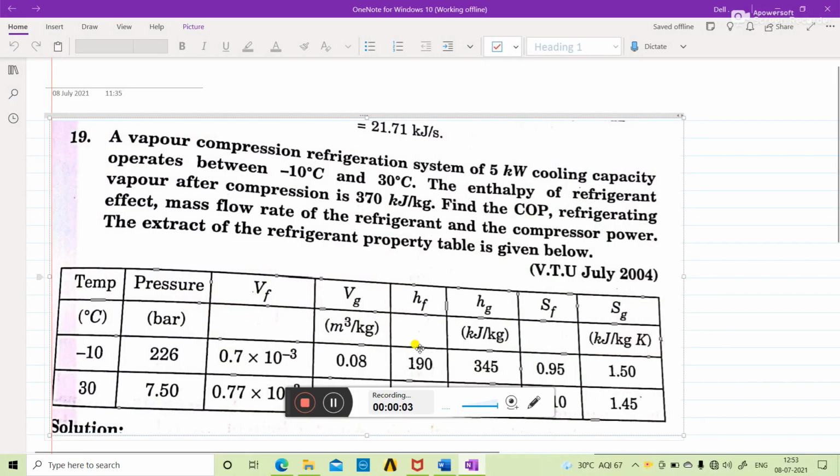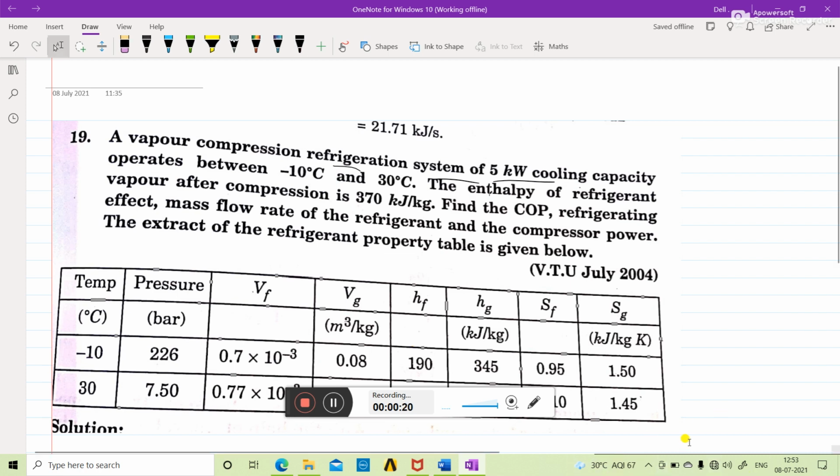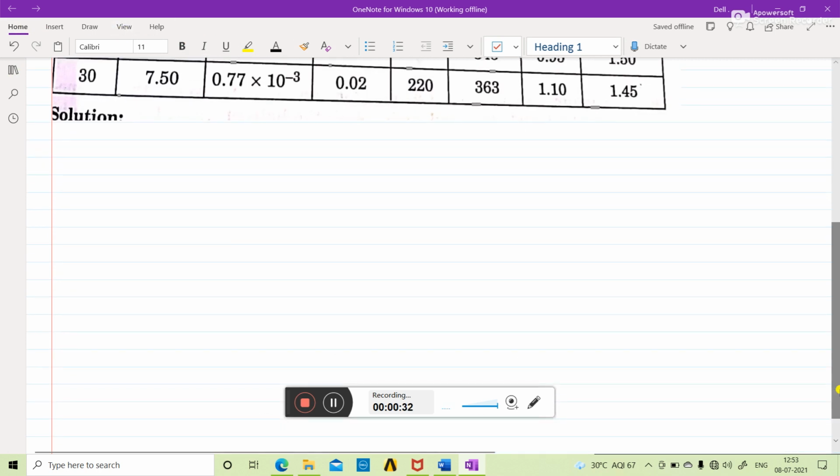Okay, today we'll solve a problem on vapor compression refrigeration cycle. A vapor compression refrigeration cycle has a cooling capacity of 5 kilowatt. It is given in the problem. Means it is a refrigeration capacity. Refrigeration capacity is equal to 5 kilowatt.